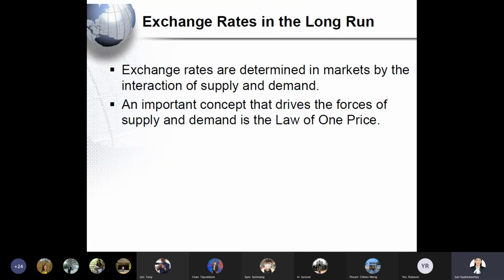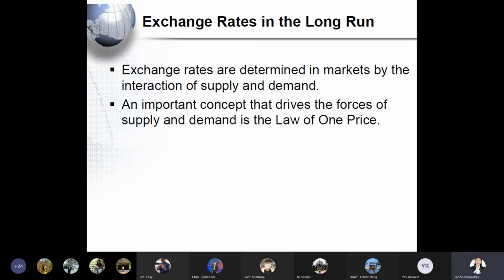So then we're looking at demand and supply. Here we're looking at the exchange rate in the long run. Exchange rates are determined in the market by the interaction of supply and demand. So the microeconomic theories work everywhere. The supply and demand theory works everywhere.